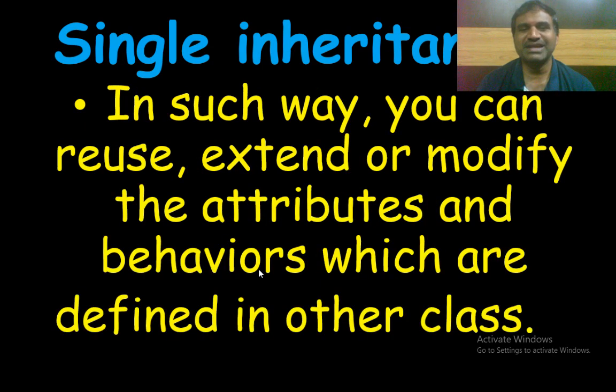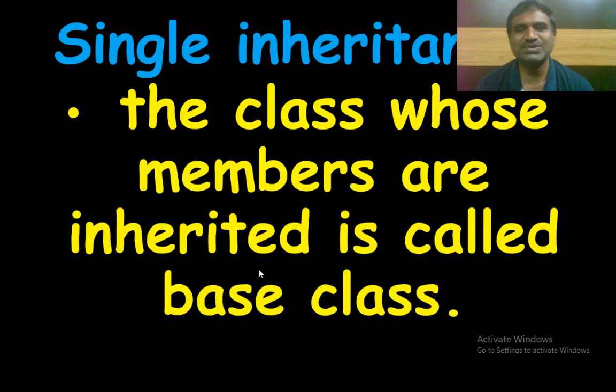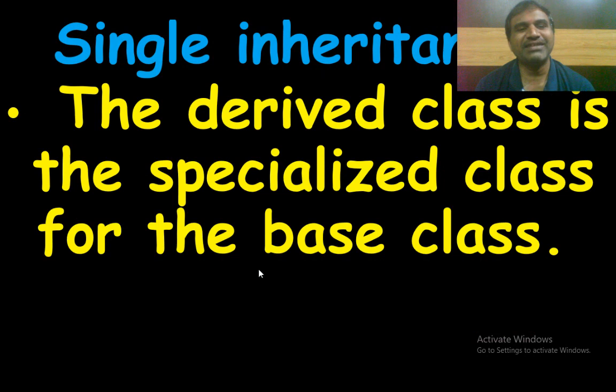In this way, you can reuse, extend and modify the attributes and behaviors which are defined in another class. The class whose members are inherited is called the base class or parent class or superclass. The derived class is the specialized class for the base class. In the base class we have basic features, whereas in the derived class we have specific features. For example, animal is a basic feature, whereas dog and cat are specific features. Person is a base feature, whereas student or employee are the specific features.